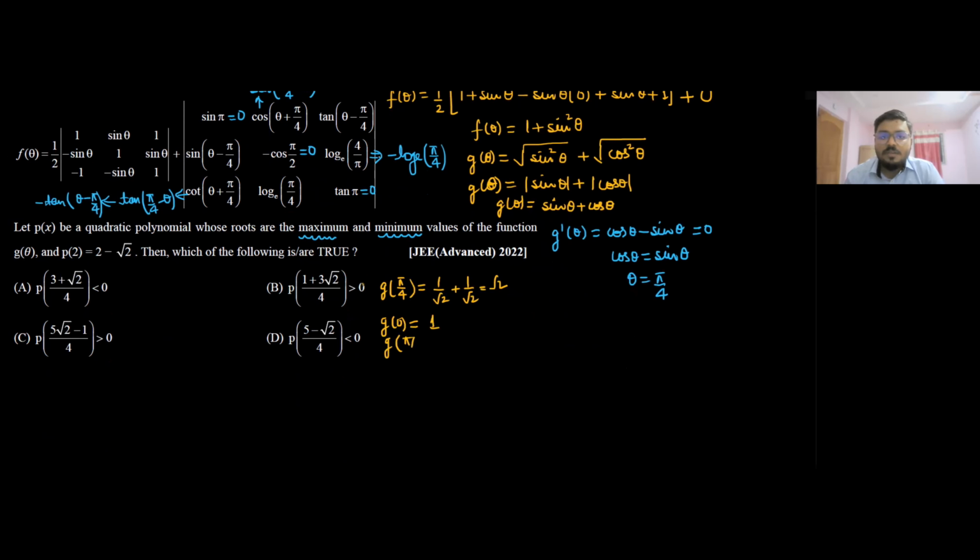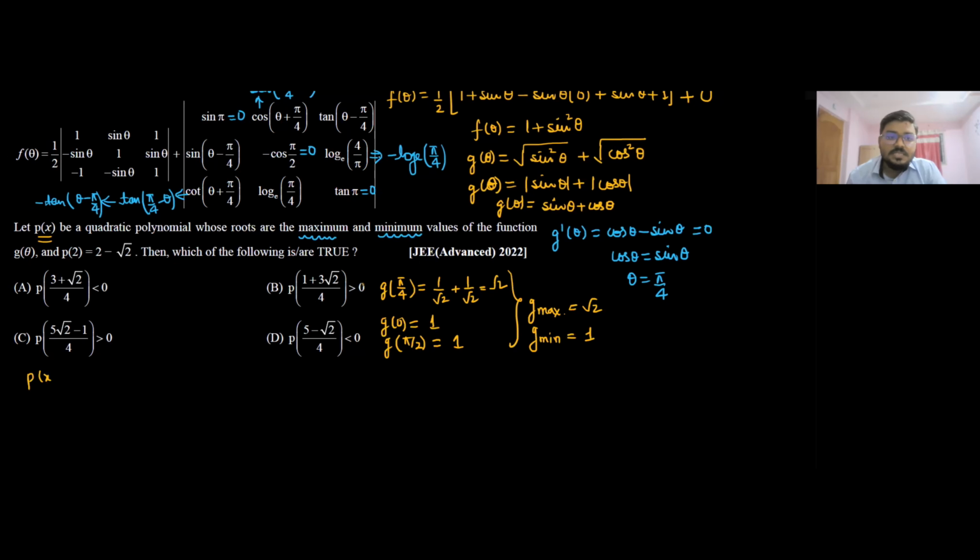And another boundary value is pi by 2. Sine 90 is 1, cos 90 is 0, so again 1. So from this, the maximum g function value is root 2 and the minimum value of the function g is 1. Now that we have maximum and minimum values, we can write the quadratic polynomial p.